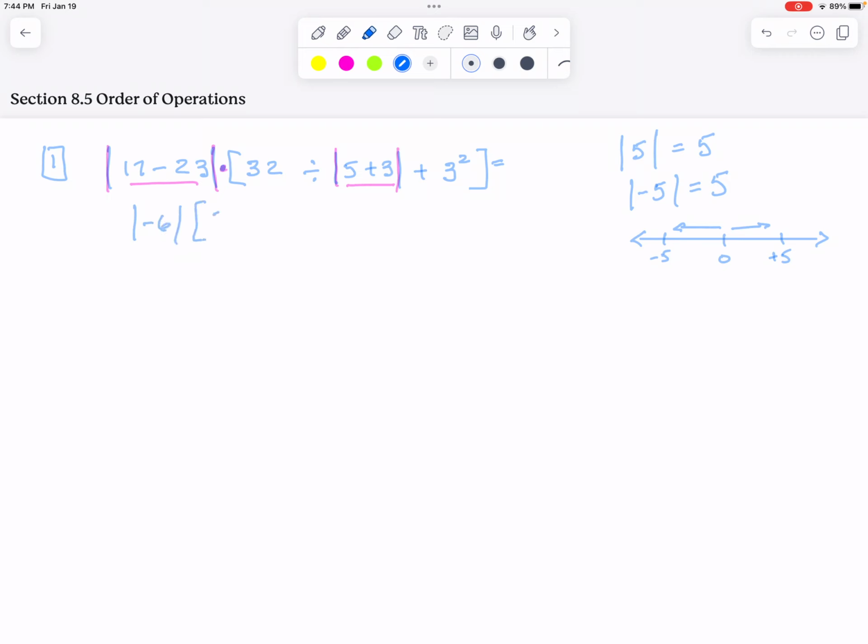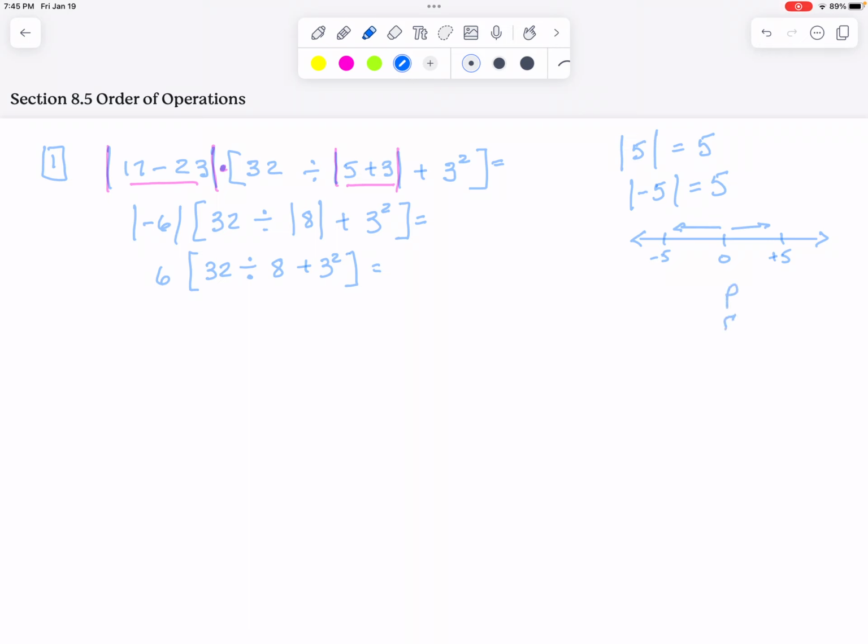And the rest I'm simply copying, and saving those for a later pass through the problem. All right, so now I have completed what's inside the absolute value bars. I'm going to remove the absolute value bars. The absolute value of negative 6 is positive 6. Copy. The absolute value of positive 8 is positive 8. And copy. Okay, now looking inside the brackets, I see an exponent.